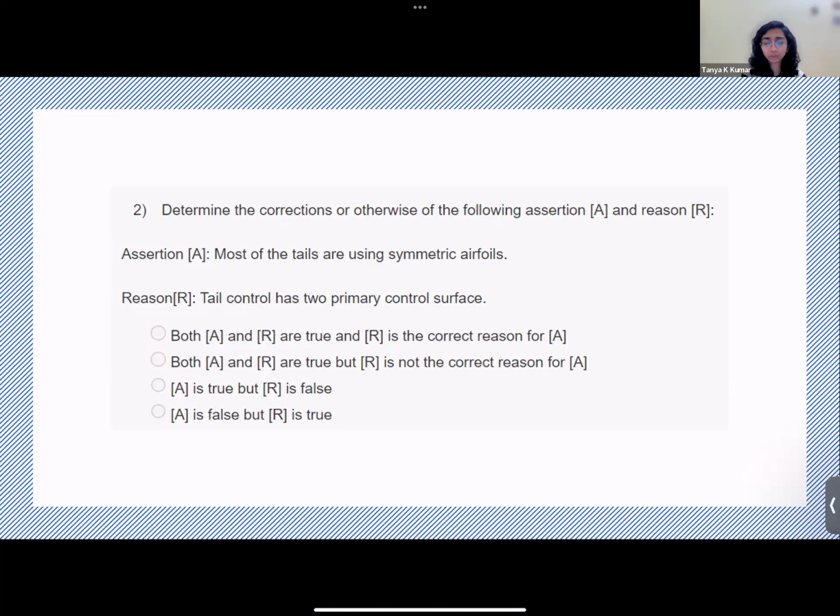Most of the tails use symmetric airfoil. True or false? I think we discussed something similar last week. The tails use symmetric airfoil. True or false? True. And why do we prefer symmetric airfoil for tails?